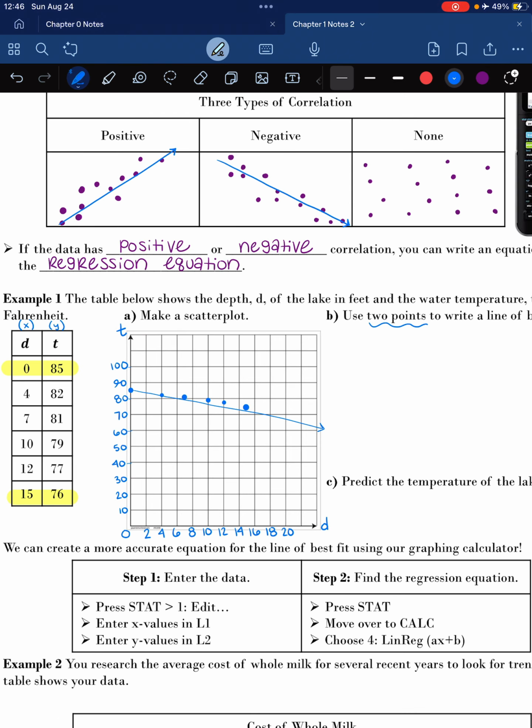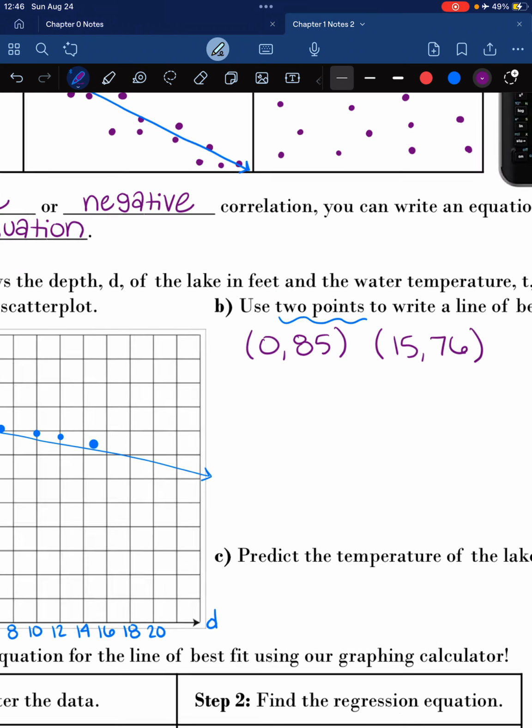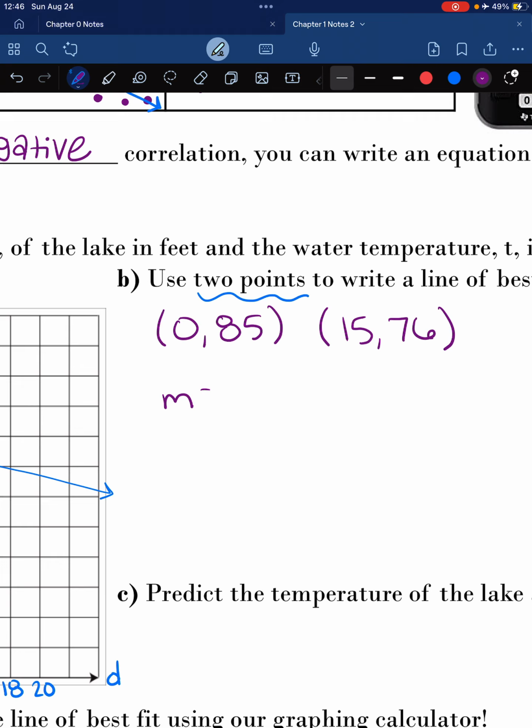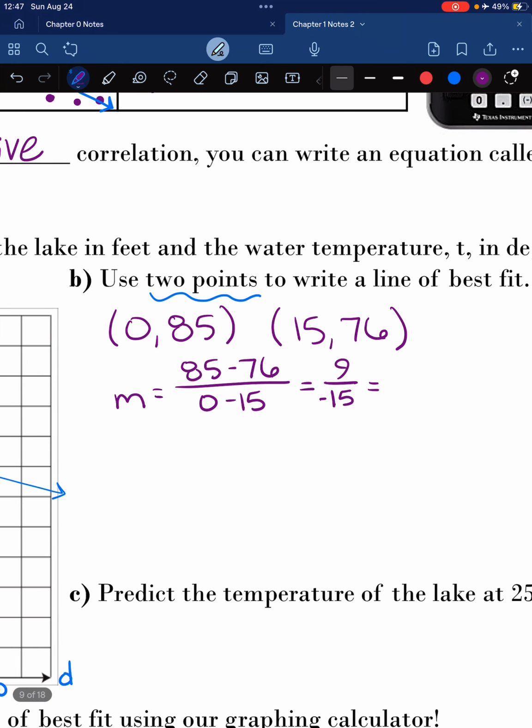So I'm going to go ahead and write those ordered pairs. We have (0, 85) and (15, 76). Okay, so let's go ahead and write the slope. And let's see, that's going to be 9 over negative 15. Don't forget that negative. I can simplify that a little bit, so negative 3/5.